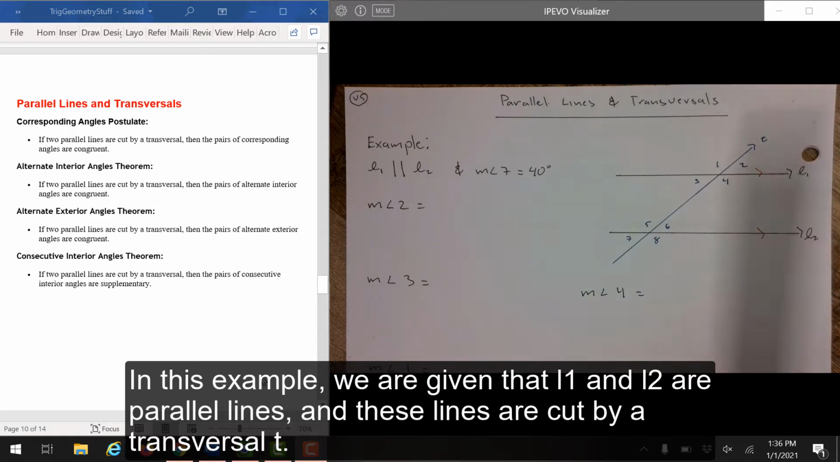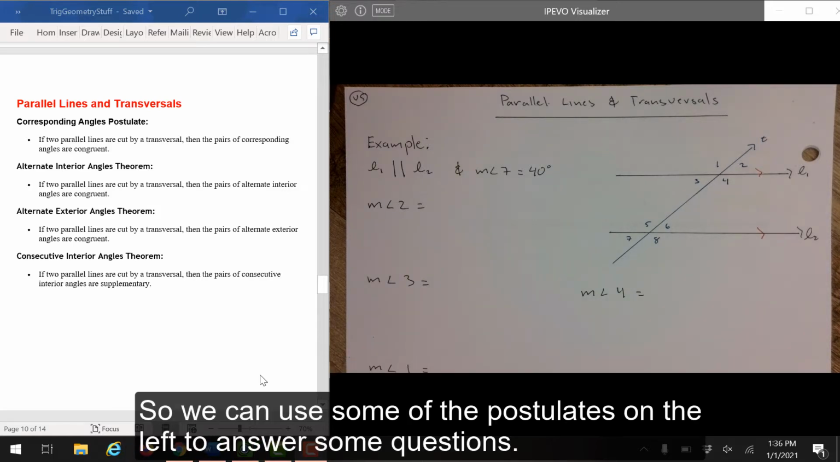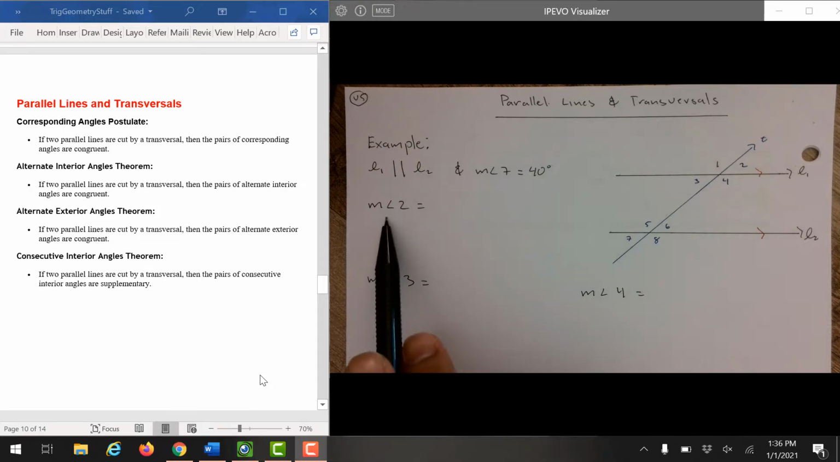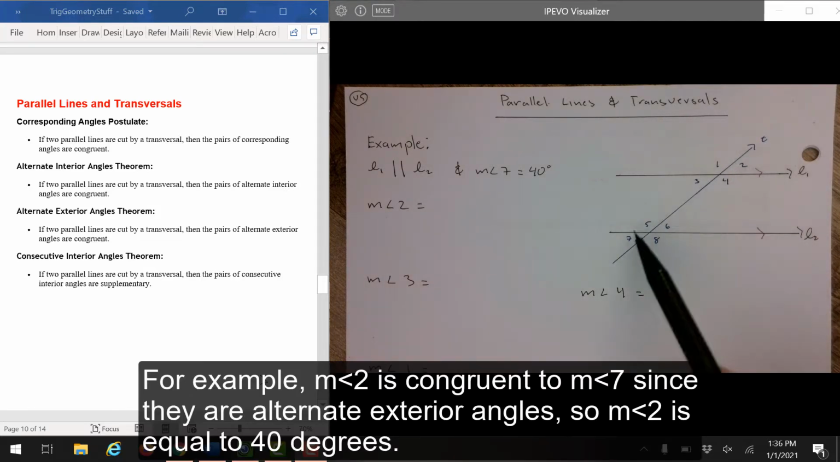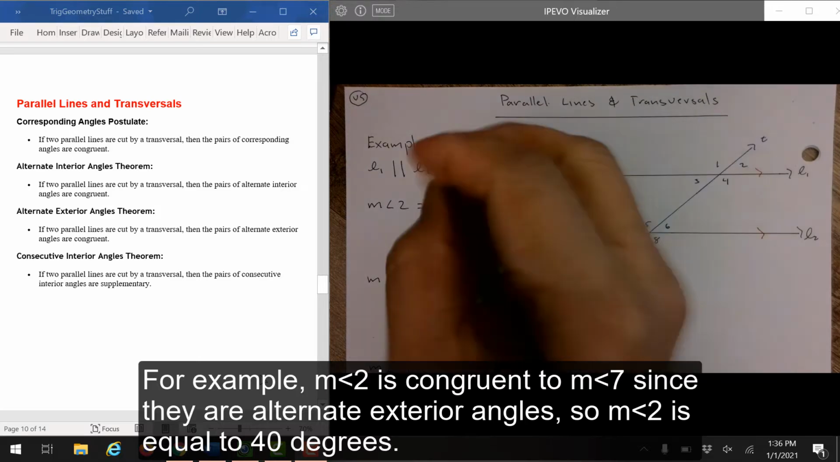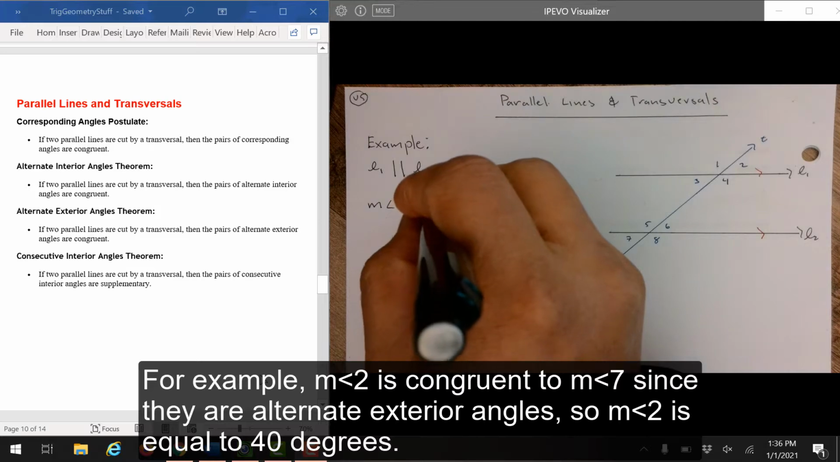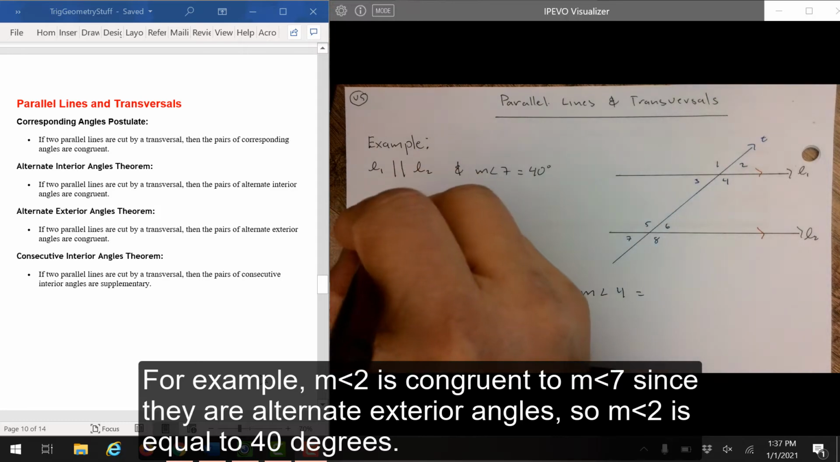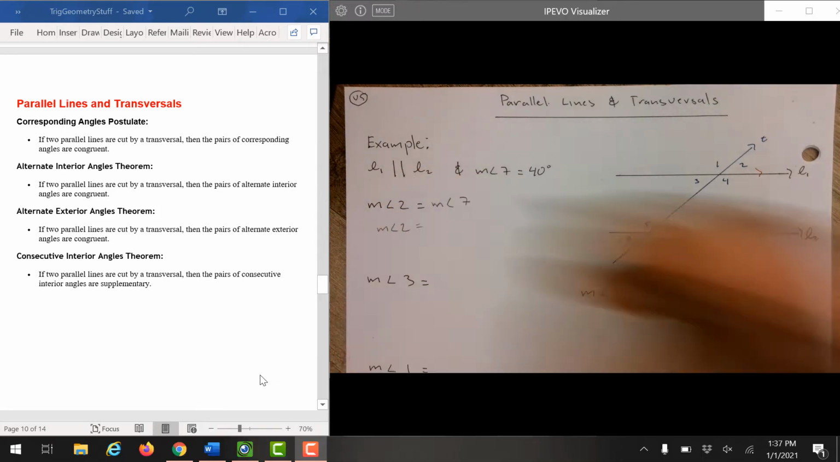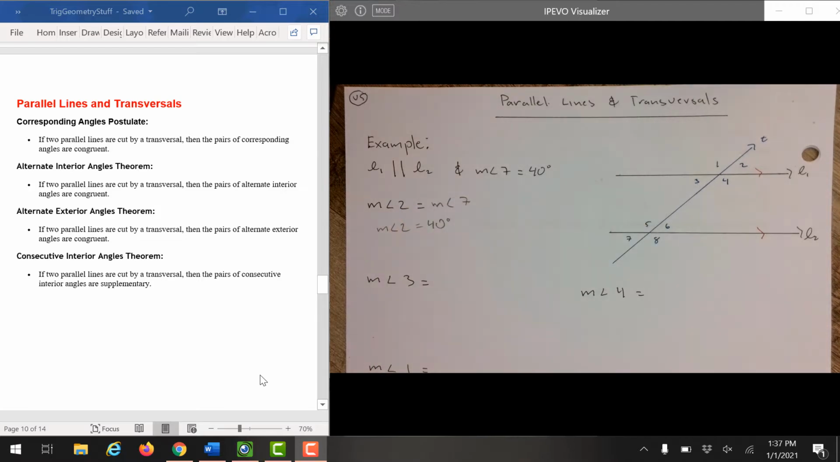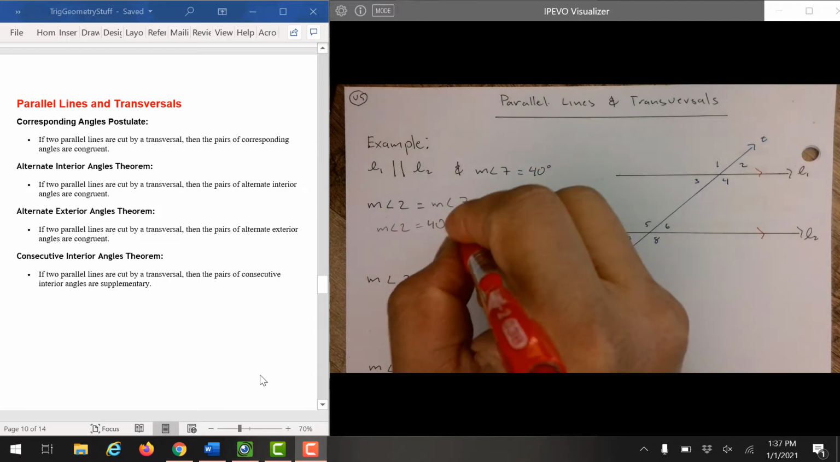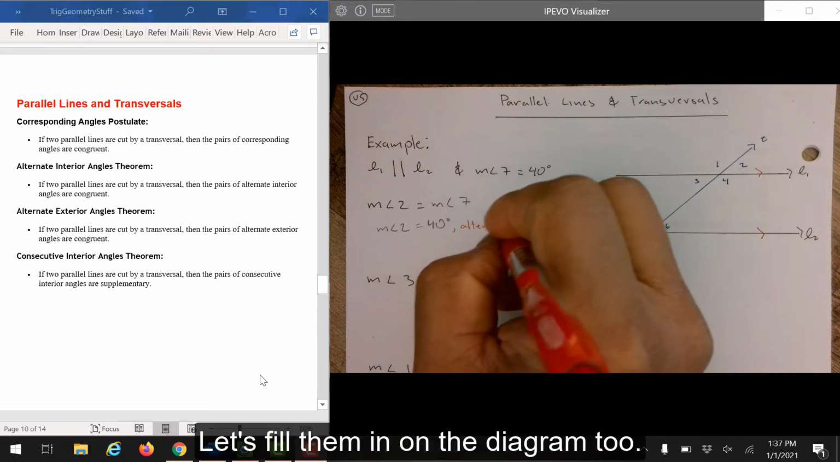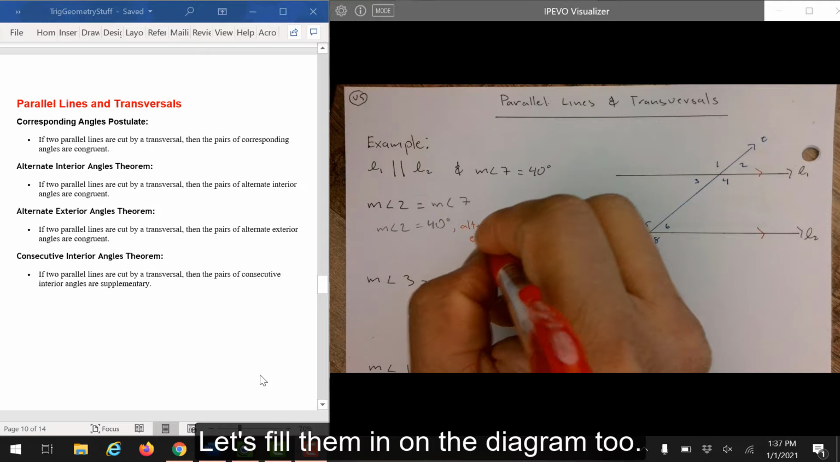In this example, we are given that L1 and L2 are parallel lines, and these lines are cut by a transversal T. So we can use some of the postulates on the left to answer some questions. For example, the measure of angle 2 is congruent to the measure of angle 7 since they are alternate exterior angles. So the measure of angle 2 is equal to 40 degrees. Let's fill them in on the diagram too.